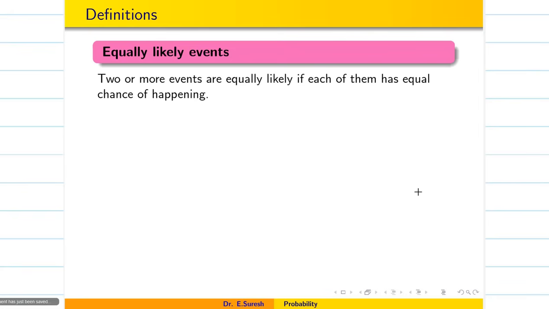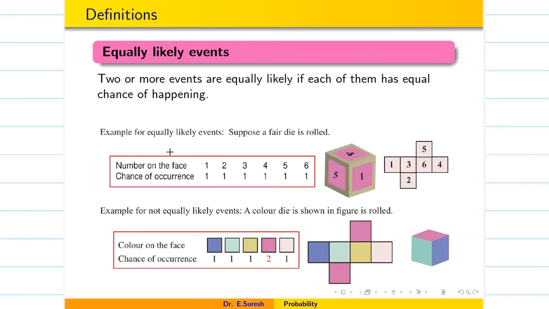If we say two or more events are happening, then there should be an equal number of chances for every outcome. For example, see this die. It has 6 sides. Each side has one number. So getting 6 or 5 or 4 have equal chances. You see, the die is split equally and given.